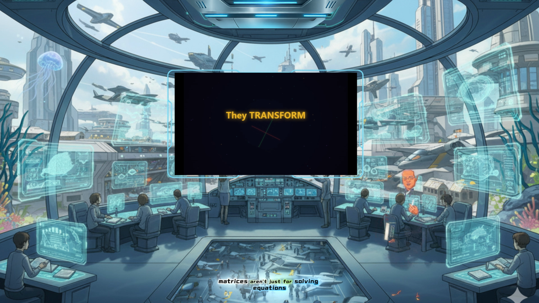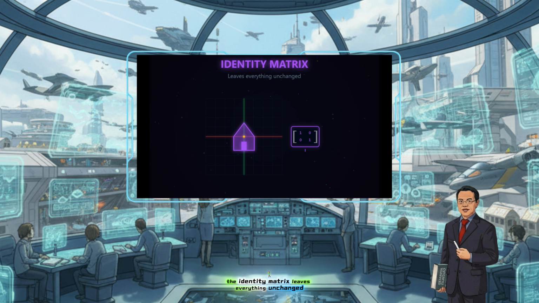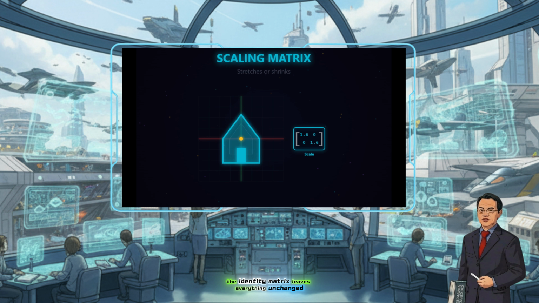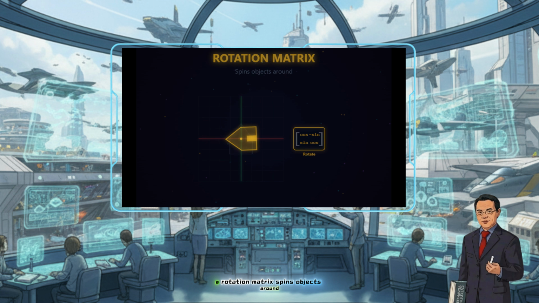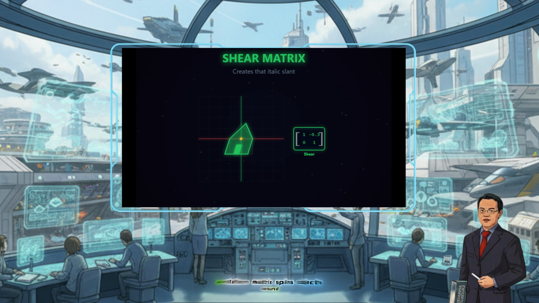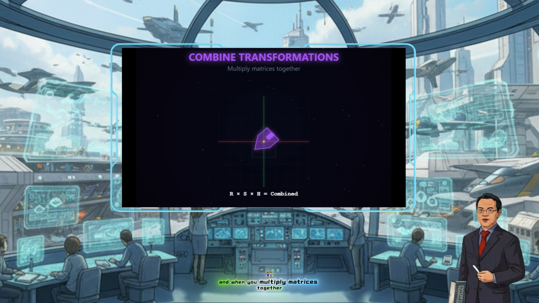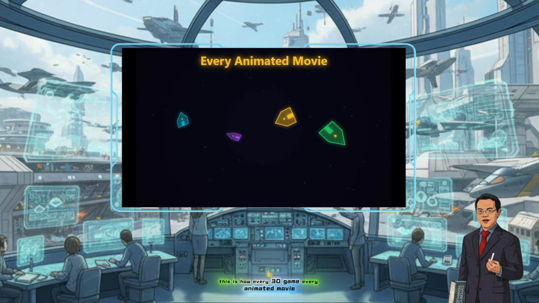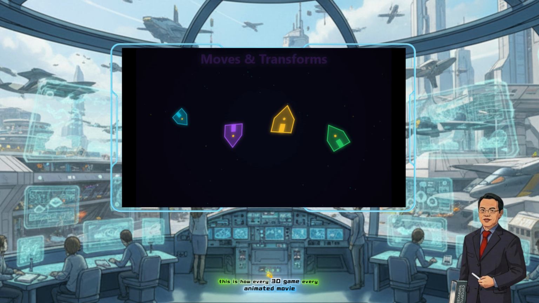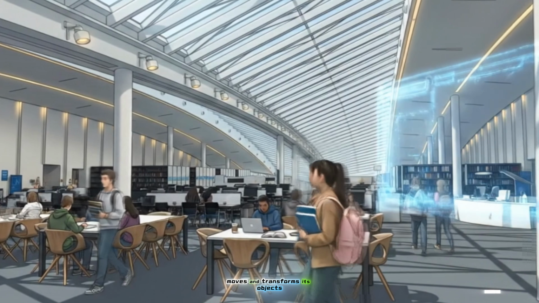Matrices aren't just for solving equations. They transform space itself. The identity matrix leaves everything unchanged. A scaling matrix stretches or shrinks. A rotation matrix spins objects around. A shear matrix creates that italic slant. And when you multiply matrices together, you combine transformations. This is how every 3D game, every animated movie, every virtual world moves and transforms its objects.